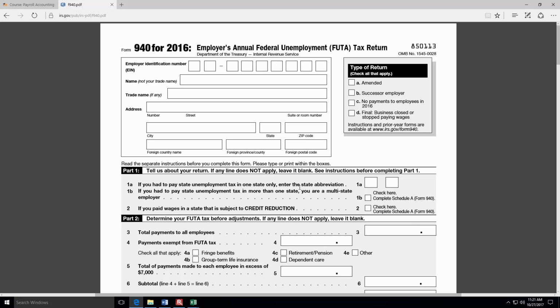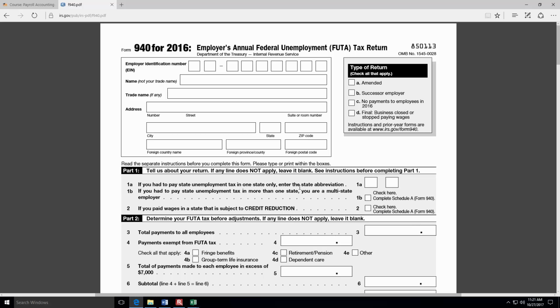What's the rule with FUTA? When do we stop paying? When they hit $7,000. And then the other thing that you need to know is the deposit rule for FUTA and how often we actually file the tax return? Just once a year. Because it's a pretty small tax, right?